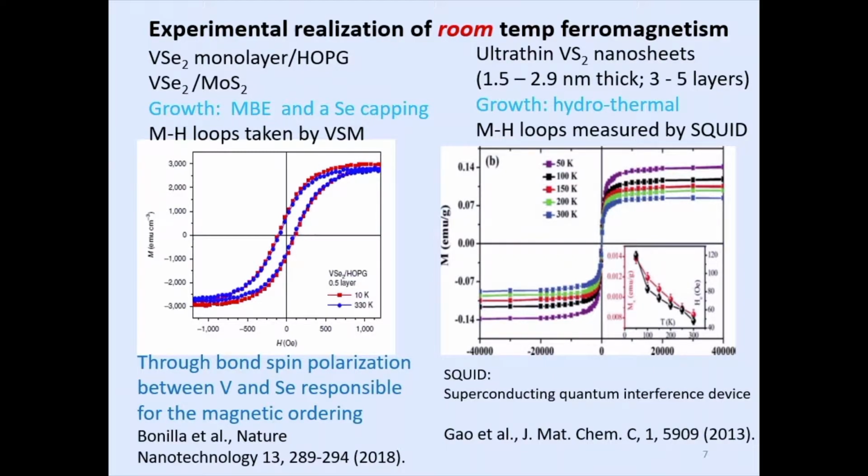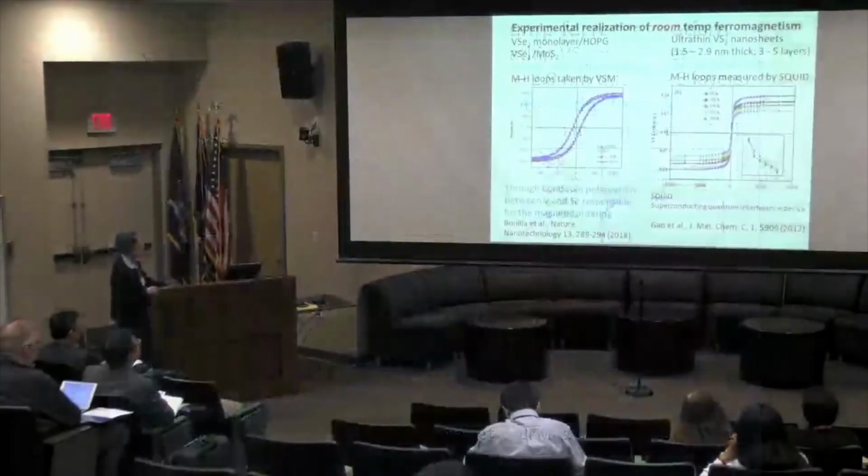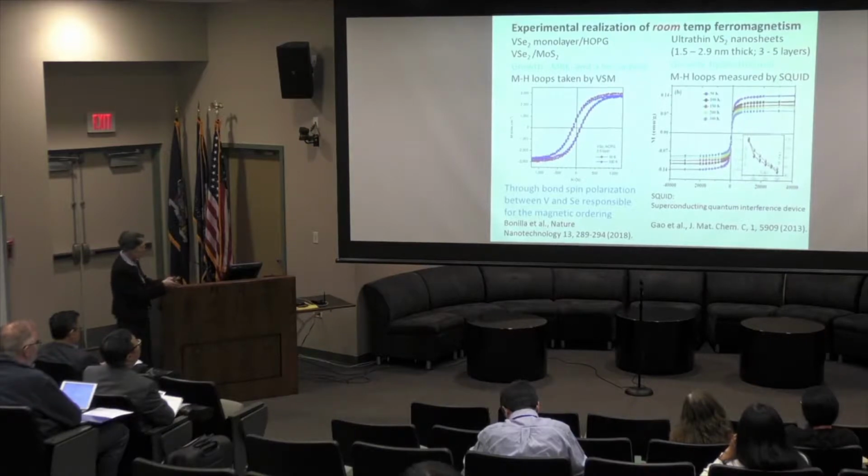So the message here is that transition metal dichalcogenides actually can be magnetic, okay? So this has important implications. I'll come back later.